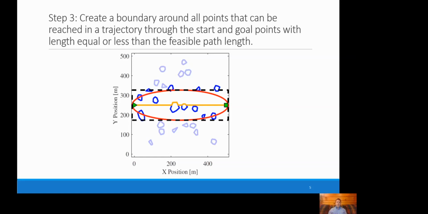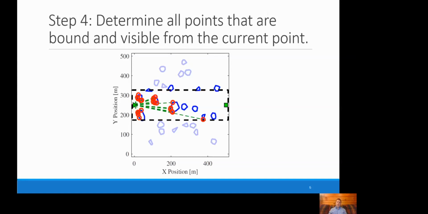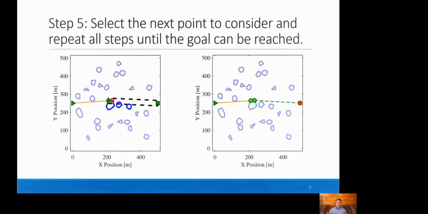So step 4 is to determine all the points that are bound and visible from the current point. This is essentially doing the first part of a visibility graph where you find all the different points that are visible within this region. However, instead of calculating the entire visibility graph within the search region, you then simply find which point you want to go to next. This can be done using a heuristic or whatever method you decide to use.